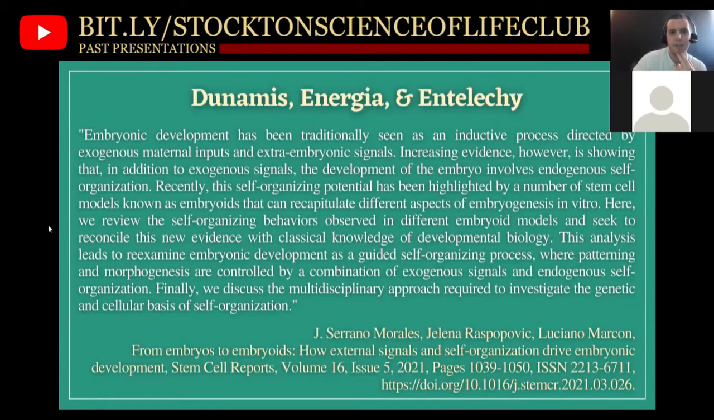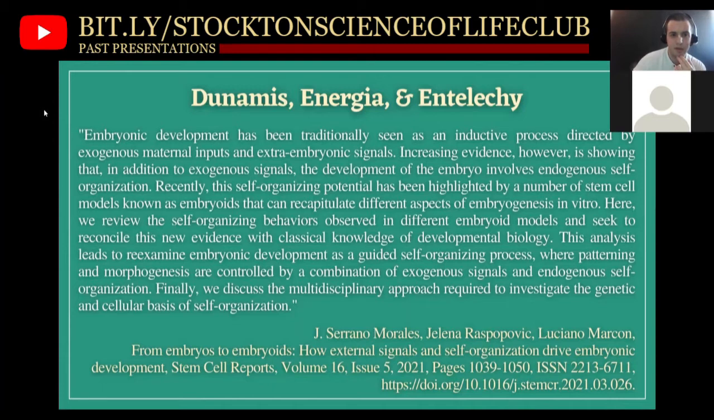Embryonic development has been traditionally seen as an inductive process directed by exogenous material inputs and extra-embryonic signals. Increasing evidence, however, is showing that in addition to exogenous signals, the development of the embryo involves endogenous self-organization. Recently, the self-organizing potential has been highlighted by a number of stem cell models known as embryoids that can recapitulate different aspects of embryogenesis in vitro.